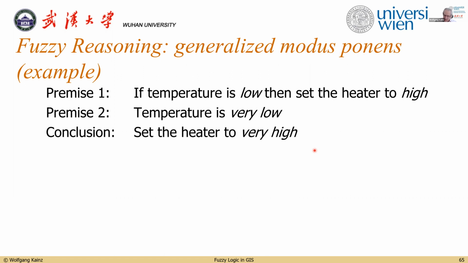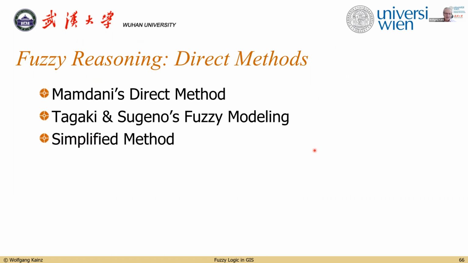Now, we know 3 simple methods in fuzzy reasoning, so-called direct methods, and there are 3 types of them. The first one is called Mamdani's direct method. The second one is called Tagaki and Sugeno's fuzzy modeling, and the third one is called the simplified method. I will show you, on the next slides how the rules are formulated using these 3 approaches to direct methods.